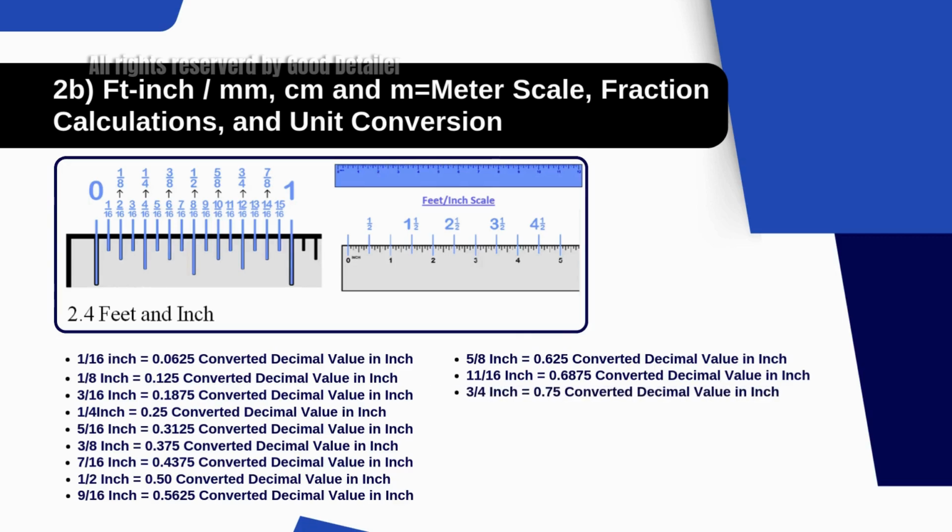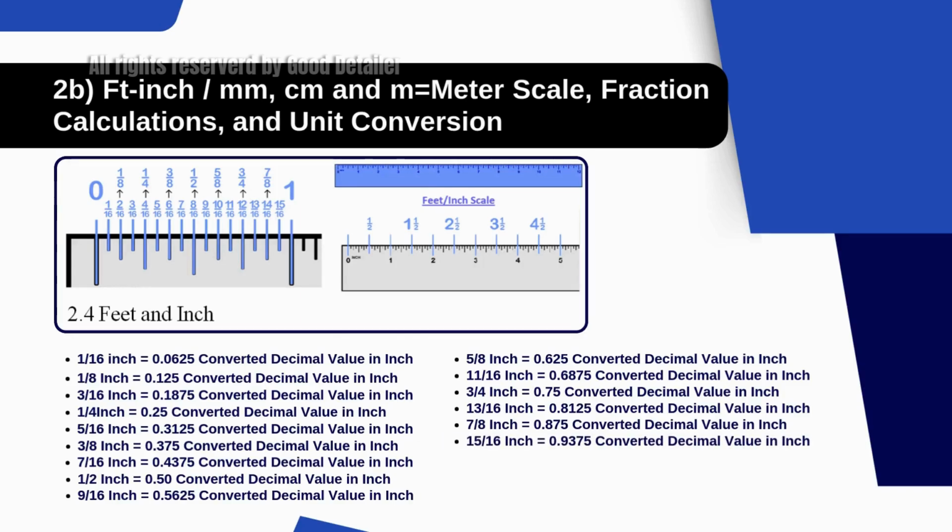3/4 inch equals 0.75, converted decimal value in inch. 13/16 inch equals 0.8125, converted decimal value in inch. 7/8 inch equals 0.875, converted decimal value in inch. 15/16 inch equals 0.9375, converted decimal value in inch. 1 inch equals 1.00, converted decimal value in inch.